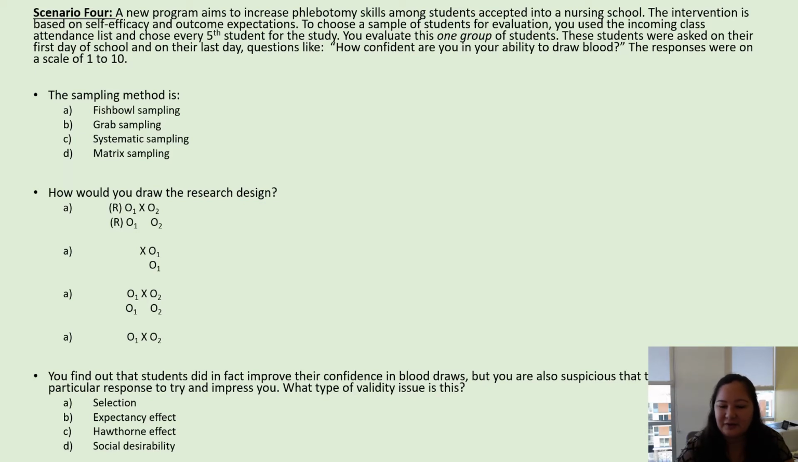But even if some of these, like let's say the second one only had XO, I would eliminate that because I know I took a pretest. I would eliminate the first one because, again, there's 2 groups. But this question was pretty easy because there's only one answer that actually had one group.